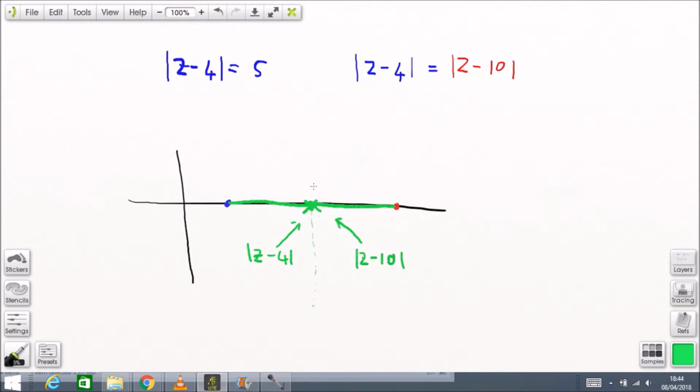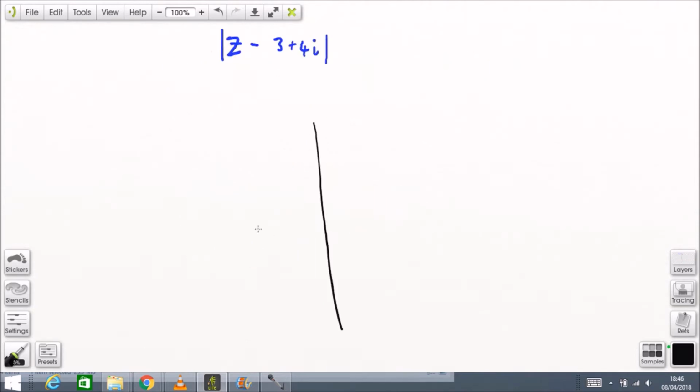But also any point along this vertical line, you can just imagine, is the same distance from the blue point as it is from the red point. The equation of this line will be x equals 7, which is halfway in between.